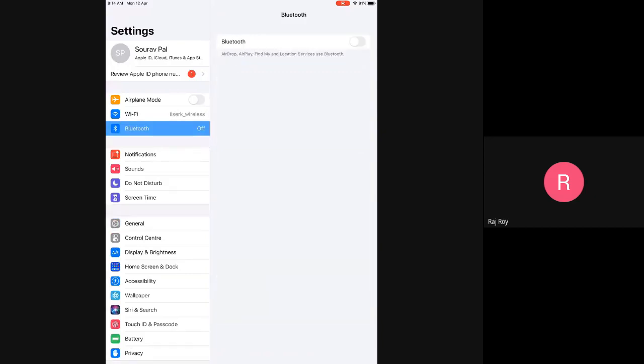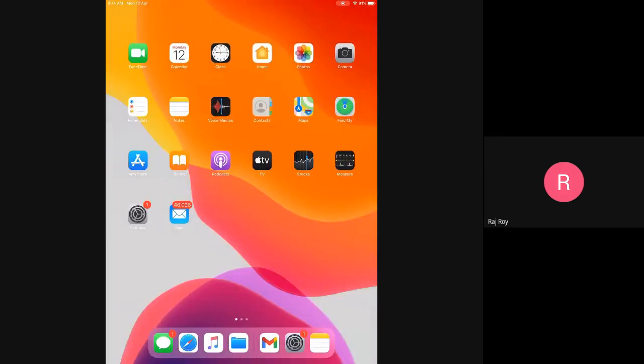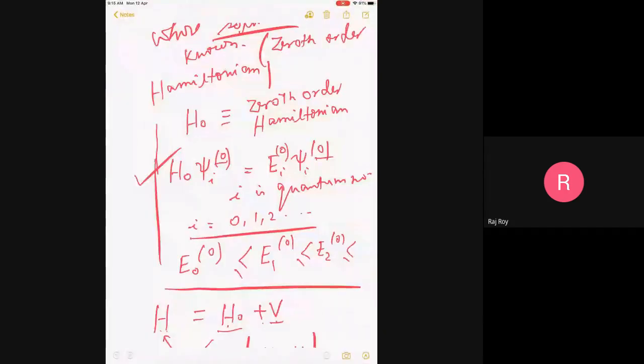Bluetooth off, yeah. Sorry, just one minute. My Bluetooth was off, so okay, now it should be all right. Okay, you can see the screen, right? Yeah. Hello?